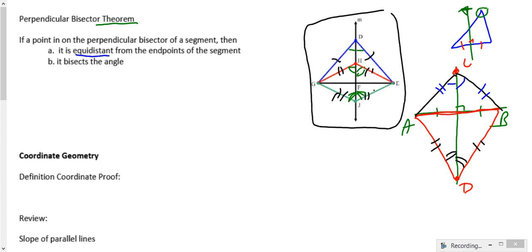So very valuable properties or characteristics when we know that our points are on the perpendicular bisectors. And this ends section 4, video 2.